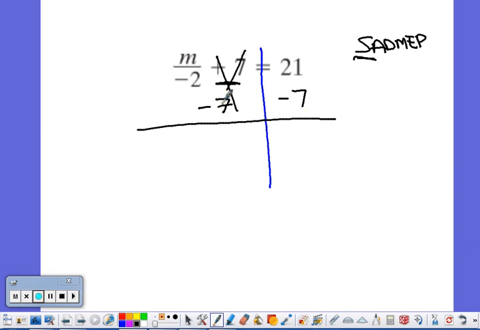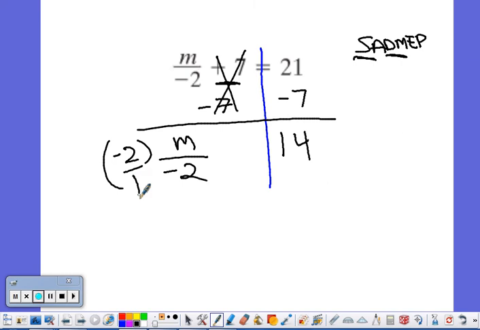Next, I cancel everything that cancels out, and then I just drop everything that can be dropped. So m divided by -2 can be dropped. 21 minus 7 is equal to 14. And then going back to my SADMIP, multiply and divide. Well, I have a division problem. So the opposite of a division problem is I need to multiply by -2. Some said -2 over 1. That's fine too. So -2 over 1.